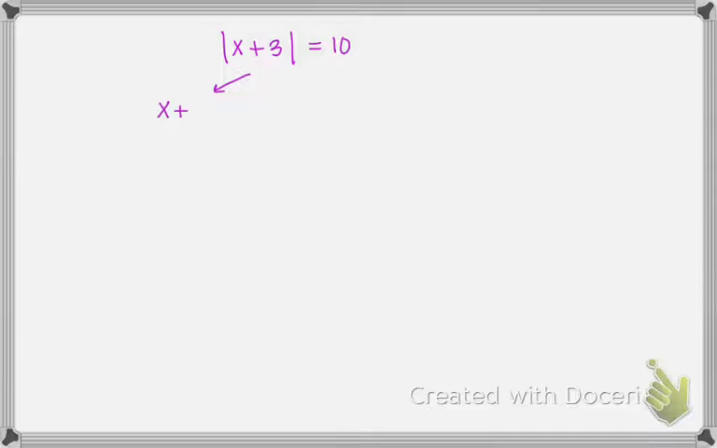Either the absolute value of x plus 3 is equal to negative 10, or the absolute value of x plus 3 is equal to positive 10. And that's because this statement says distance equals 10. And distance can be positive or negative, so this is the 10 units to the left, and this is the 10 units to the right.